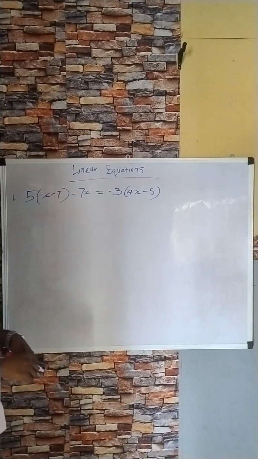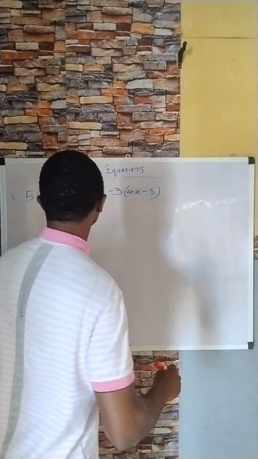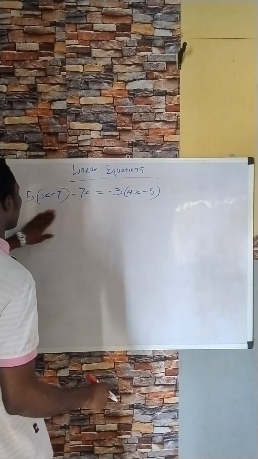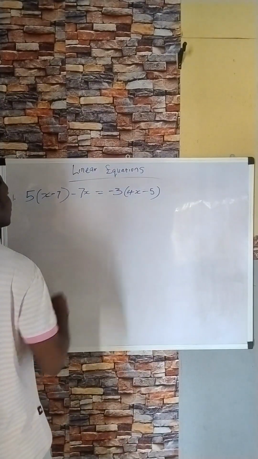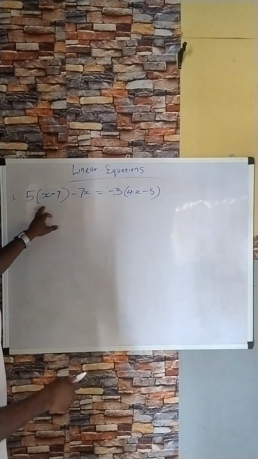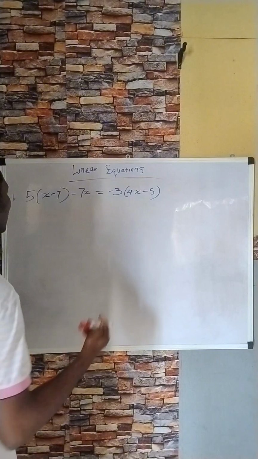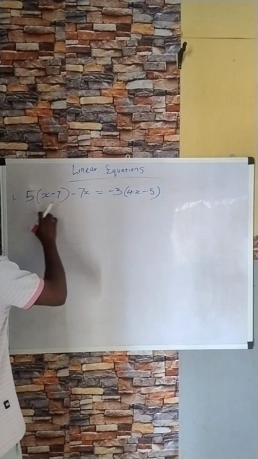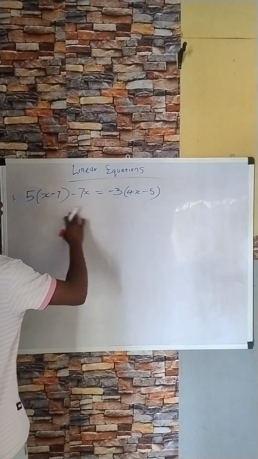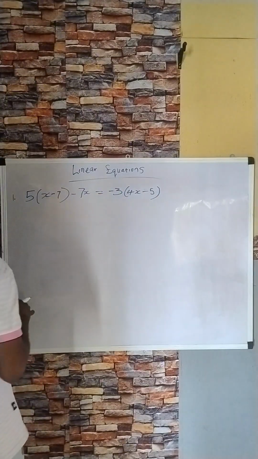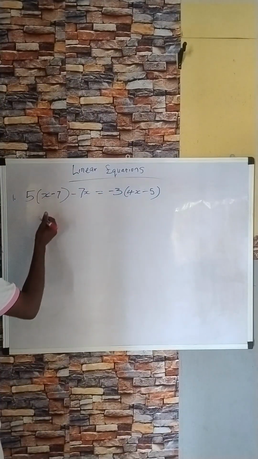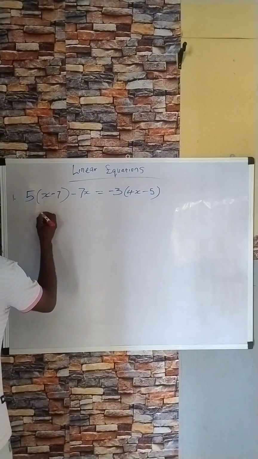So how do we solve a linear equation? First, when we have such an equation and we have this example before us, the first thing we have to do is to remove the bracket. Take note of that. Before solving any equation with brackets, you have to remove the brackets first before solving. And removing the bracket, let me show you something else.